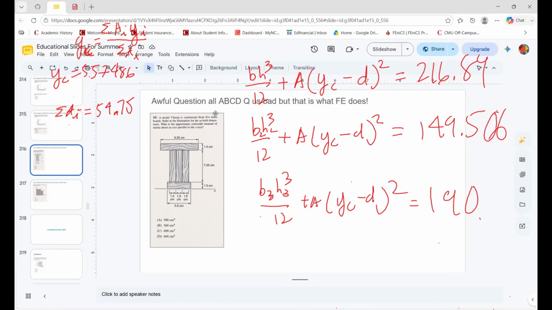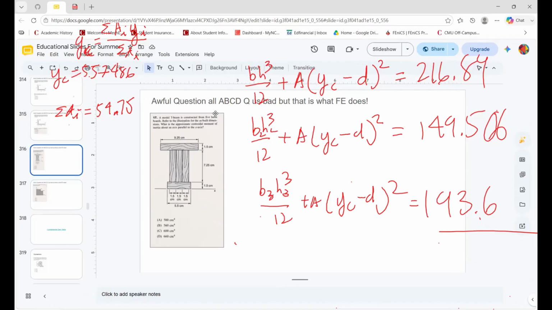So, the base is 1. Oh wait, it's actually 5.5. Oh, that's probably where I got all the mistakes. Okay, here's the mistake. So again, 5.5 multiplied by 1.5 cubed divided by 12 plus area, 5.5 multiplied by 1.5 multiplied by (5.57486 minus 1.5 divided by 2) squared equals 193.6. I think that's about right.